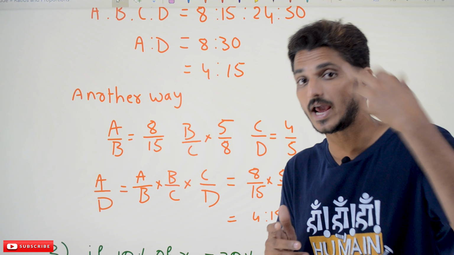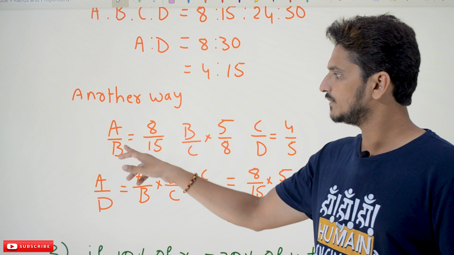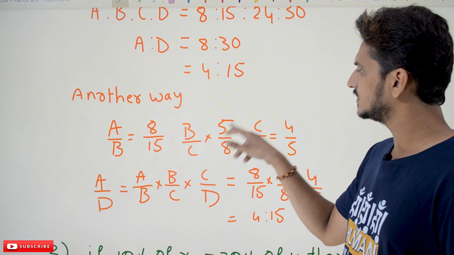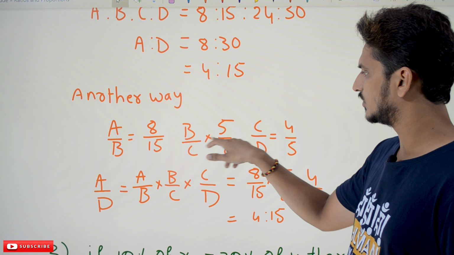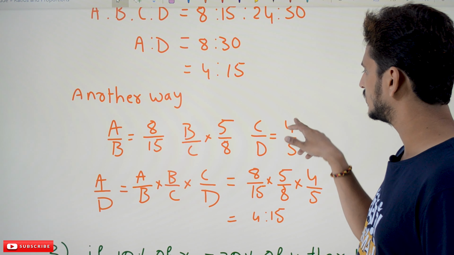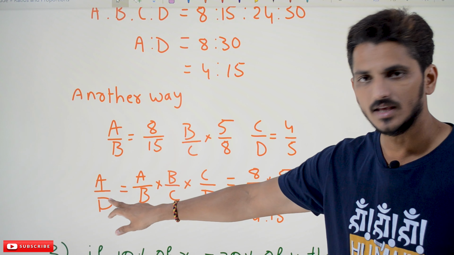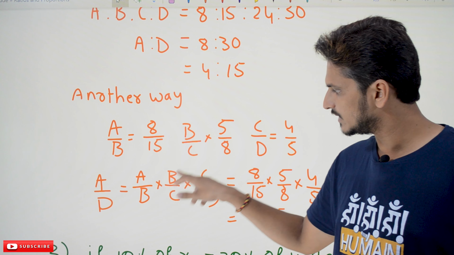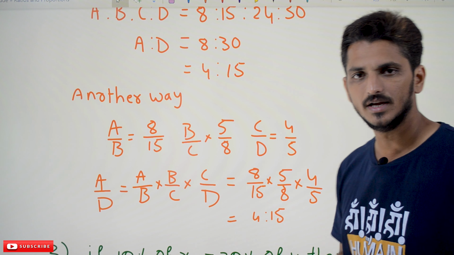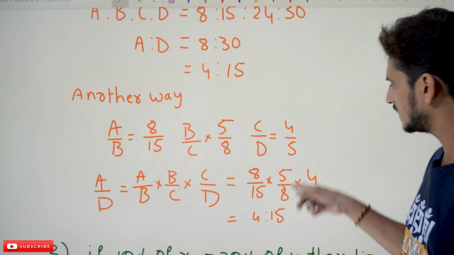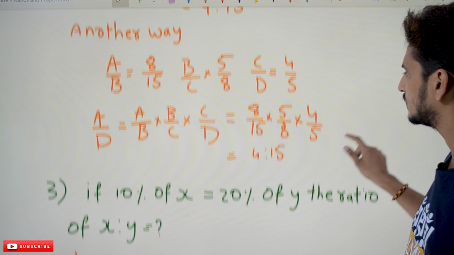Another way we can solve it, in our last class when we discussed the basics, ratios can be expressed in fractions. A by B is equal to 8 by 15, B by C is equal to 5 by 8, C by D is equal to 4 by 5. These are the given values. Then A by D can be written as A by B multiplied by B by C multiplied by C by D. That is equal to 8 by 15 multiplied by 5 by 8 multiplied by 4 by 5.